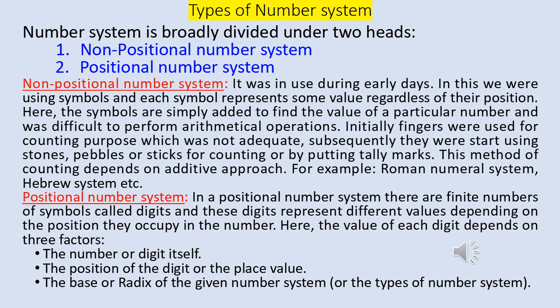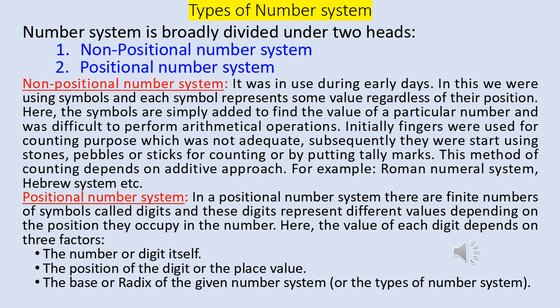Now it's time to discuss the types of number system. Number systems are broadly divided under two heads. Number 1, non-position number system. Number 2, position number system. Non-position number systems are the traditional or absolute number systems. They are not in common use. They were in use during early days.